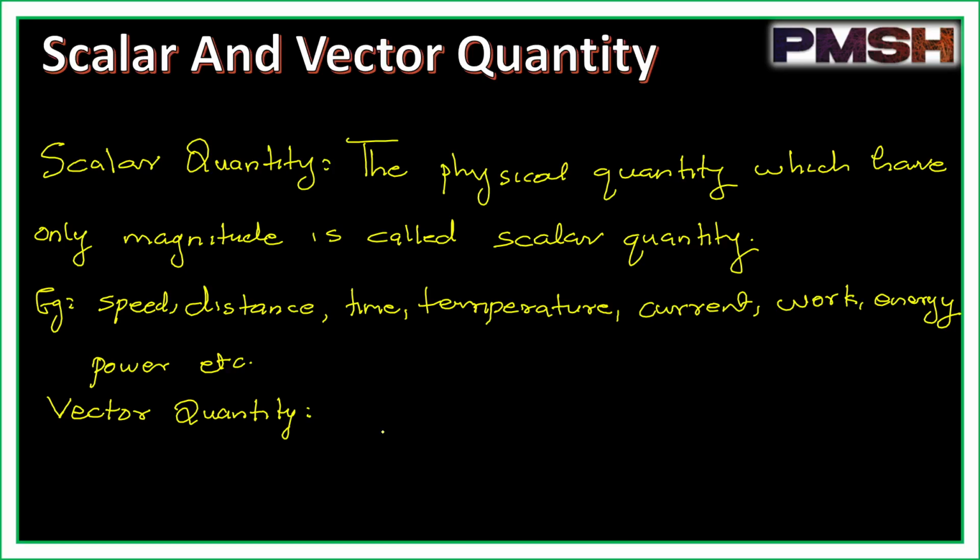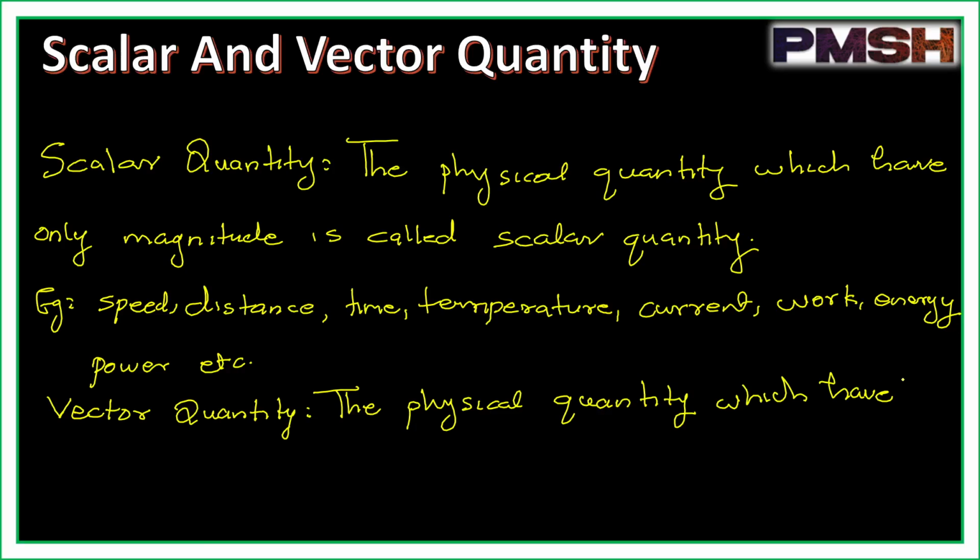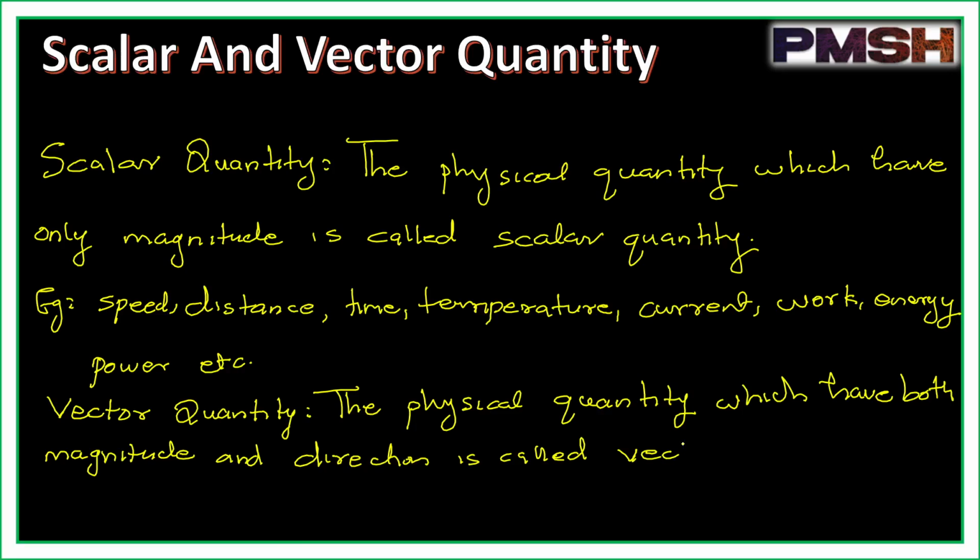So you can say that the physical quantity which has both magnitude and direction is called a vector quantity. Clear?